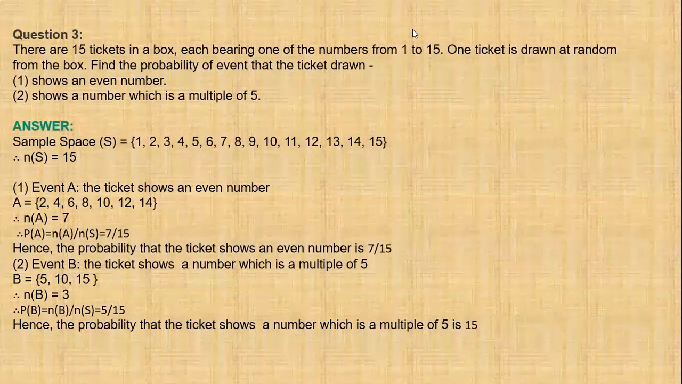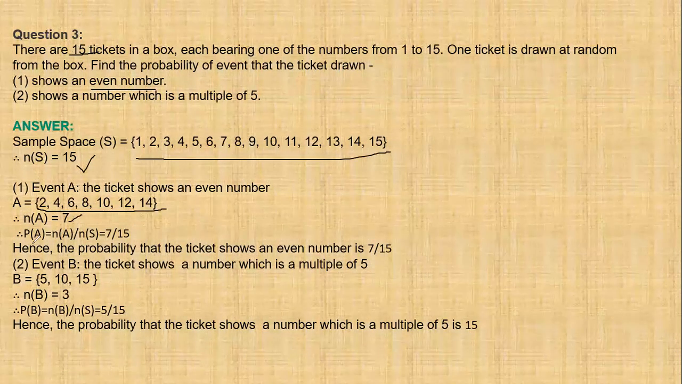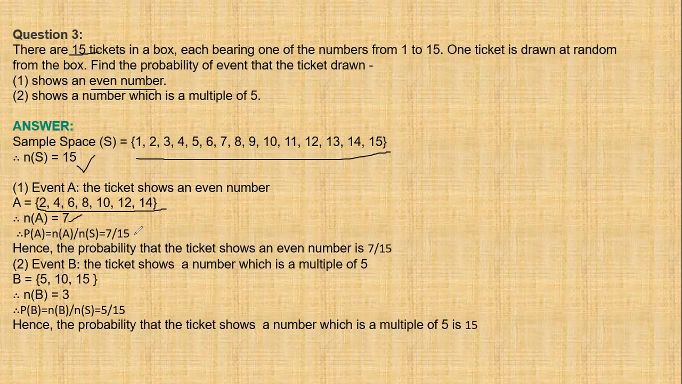In the third one, it is given over there: there are 15 tickets in a box. How many tickets? 15. So for the sample space, write down all the numbers from 1 to 15. It means number of S is 15. Find the probability of event A, the ticket drawn shows an even number. So write down all the even numbers, that is 2, 4, 6, 8, 10, 12 and 14. It means the total number is 7. So the probability of A, number of A upon number of S, is 7 upon 15.